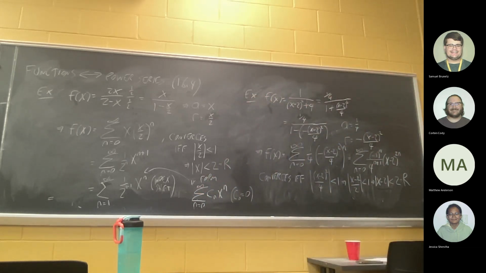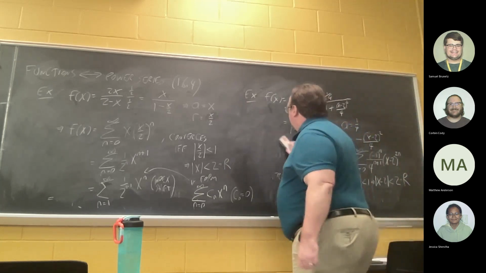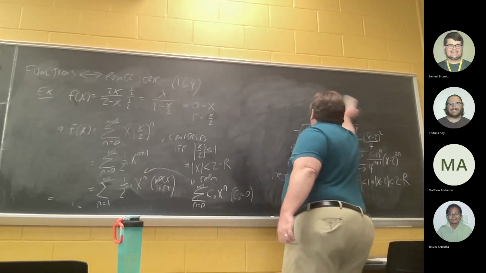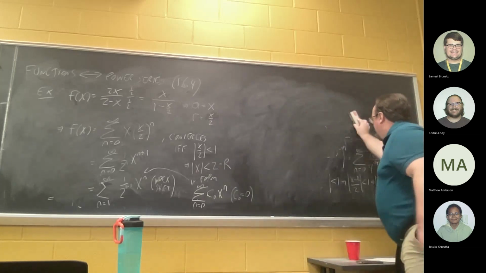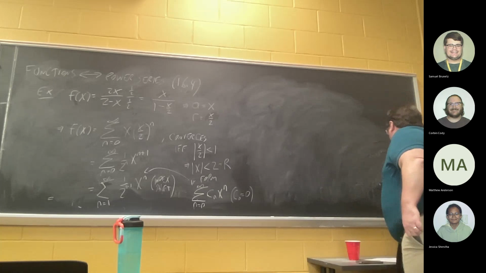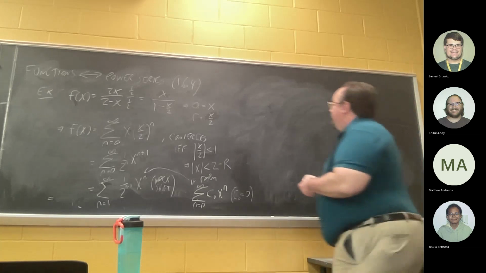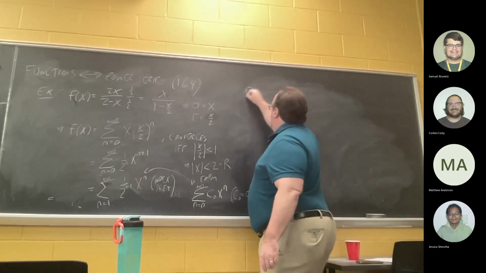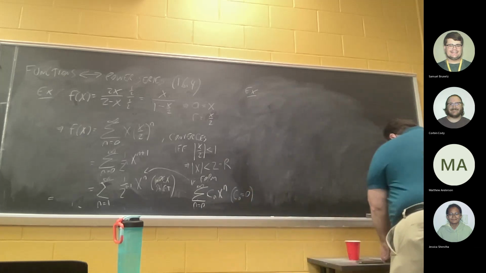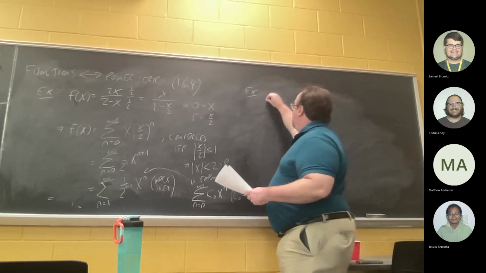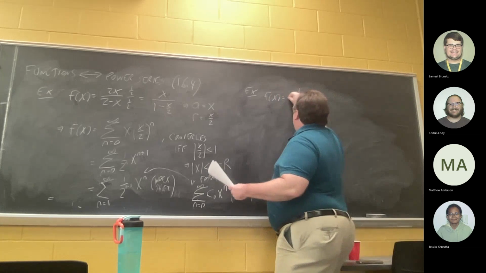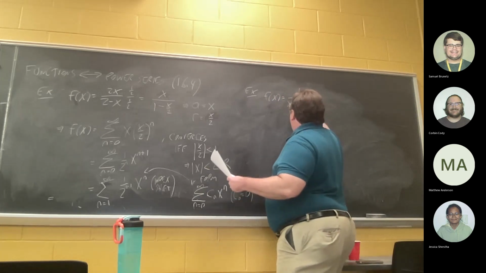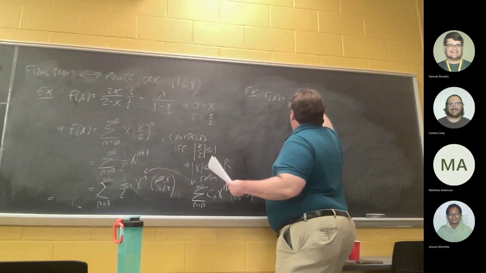Okay, here's an example that's a little nastier. So the same idea of geometric series applies. Okay, so my function is 1 over x squared minus 3x plus 2.